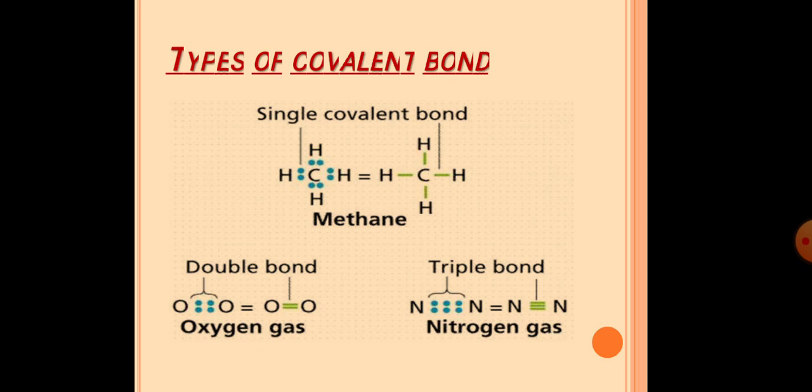Similarly, a triple bond is formed. A triple bond is a combination of 3 single bonds. So here in the picture you can see 2 nitrogen atoms forming a nitrogen molecule. There is a triple bond. So there are 3 different types of covalent bond: single covalent bond, double covalent bond and triple covalent bond.